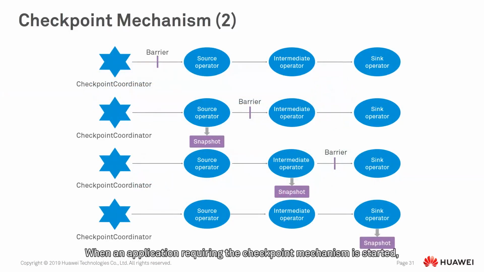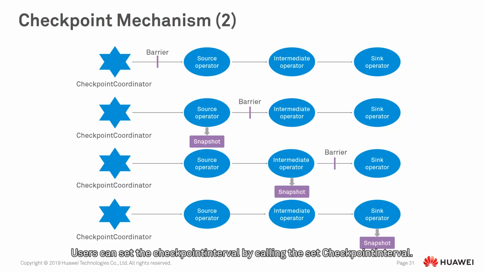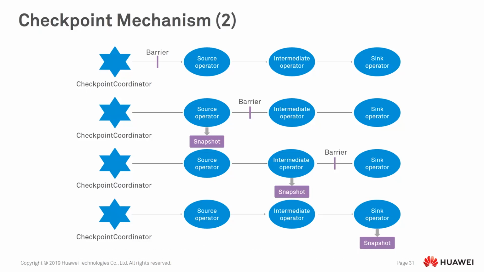When an application requiring the checkpoint mechanism is started, the job manager of Flink creates a checkpoint coordinator for the application. The checkpoint coordinator is responsible for creating snapshots of the application. Users can set the checkpoint interval by calling setCheckpointInterval. The checkpoint coordinator periodically sends barriers to all source operators of the data streaming application.